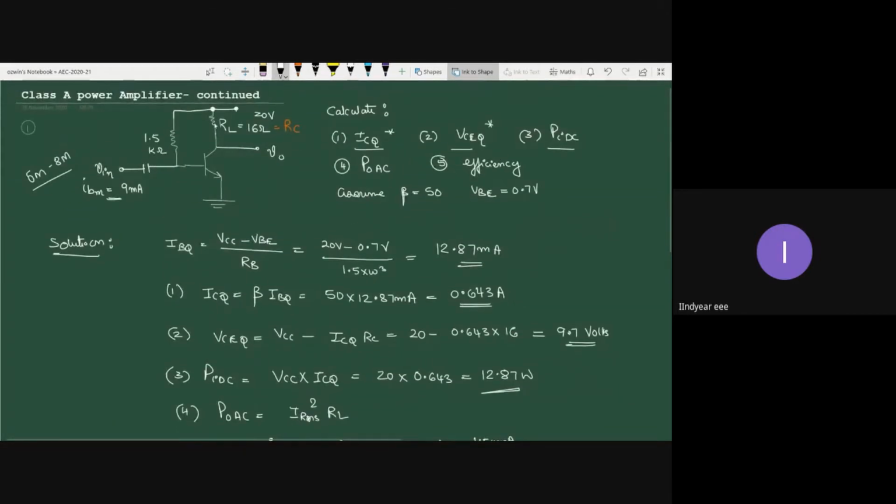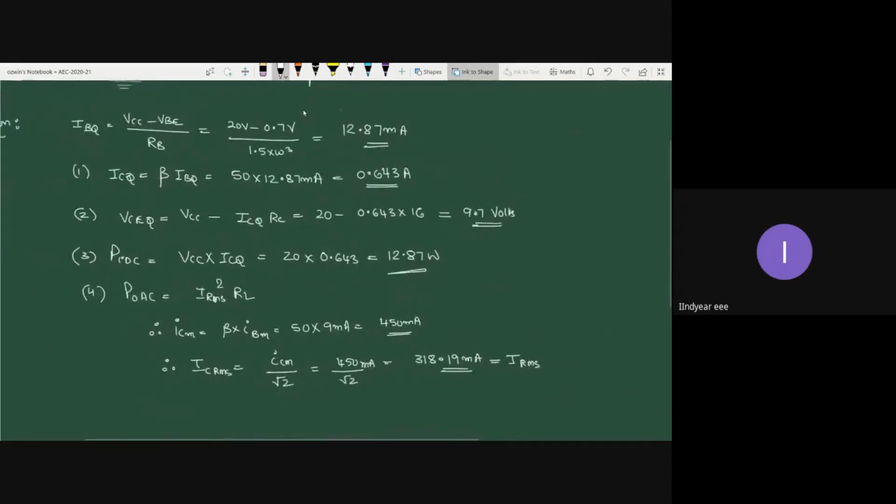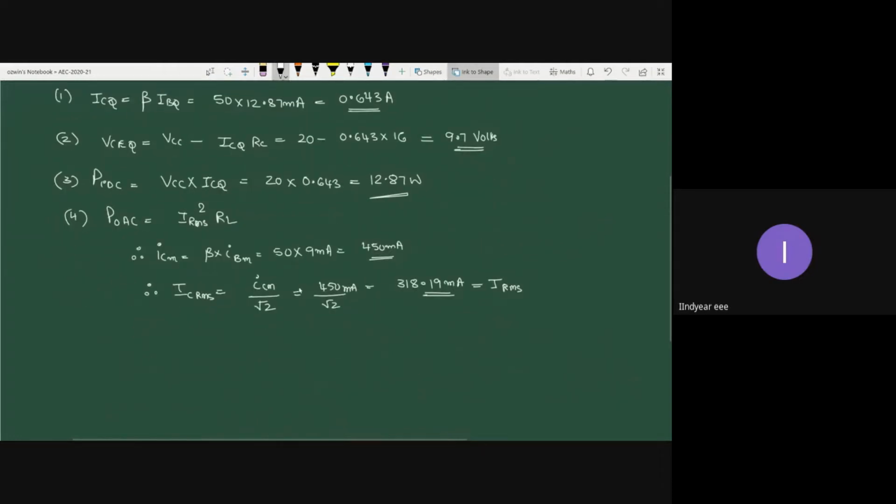Now this itself is your IRMS. Why? Because the ICRMS itself is your IRMS, because the collector RMS value of AC current is nothing but the load current. Hence, ICRMS, we have taken it as IRMS itself. All right. Hope you are clear about it. Fine.